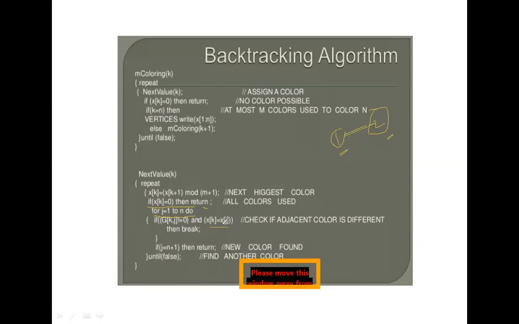Then check the color of x of i and j. So this is red and this is black. So check if the adjacent color is different. Yes, it is different. Then the new color is found and then added there. So if j equal to n plus 1, you have to assign the new color to that one. Okay. So if I am considering red, here this condition is false. So every time it will check if the adjacent color is different or not.